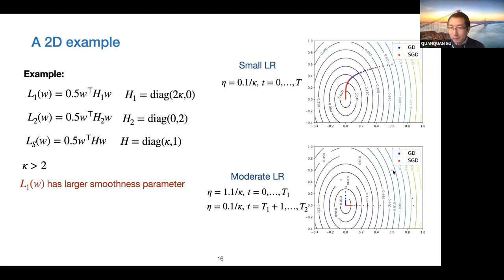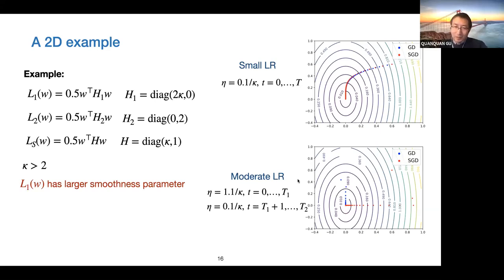So at the beginning, SGD will converge along this direction, which is the direction of the major axis of this ellipsoid. And after SGD optimizes the component function with a small smoothing parameter, after the learning rate decays, SGD will be able to optimize those component functions with a large smoothing parameter. When SGD starts to optimize this component function, it will converge along this direction, which corresponds to the large smoothing parameter.